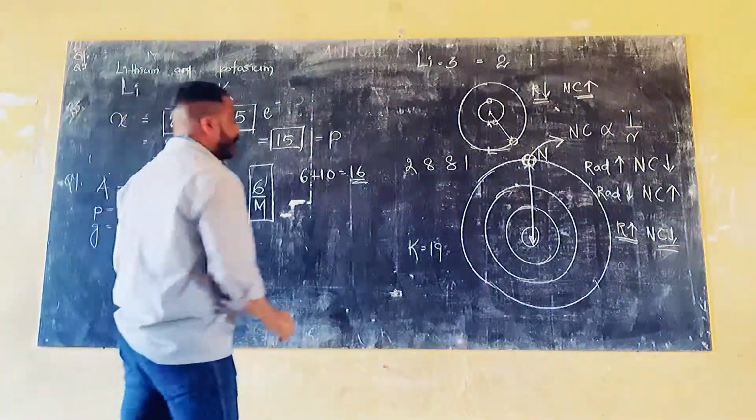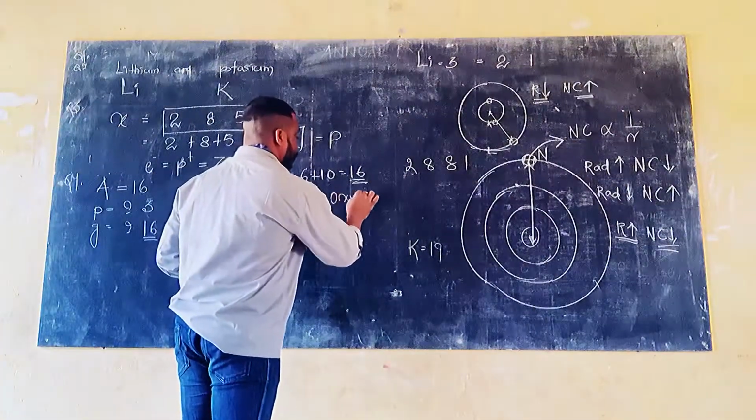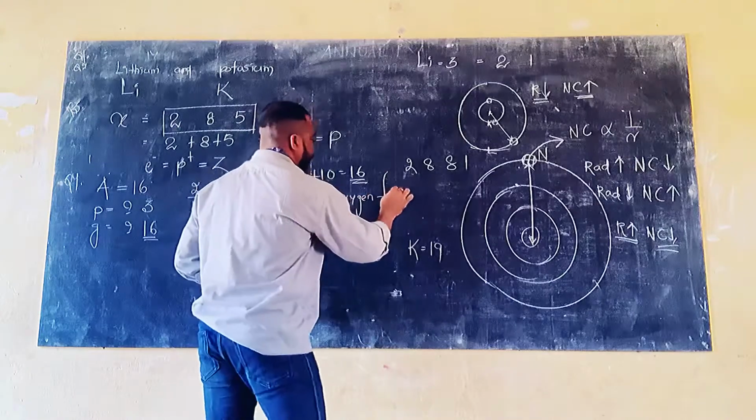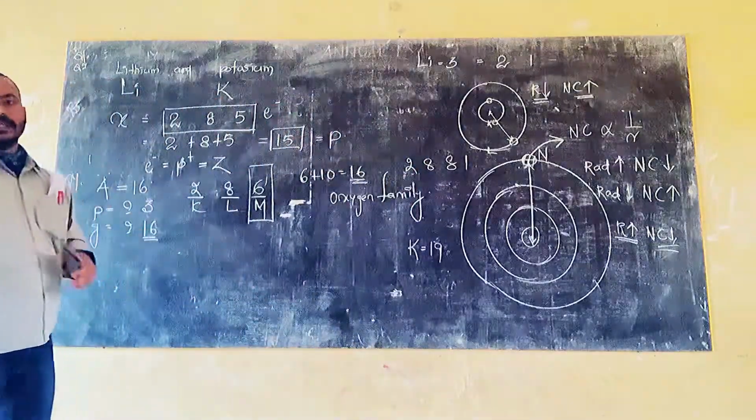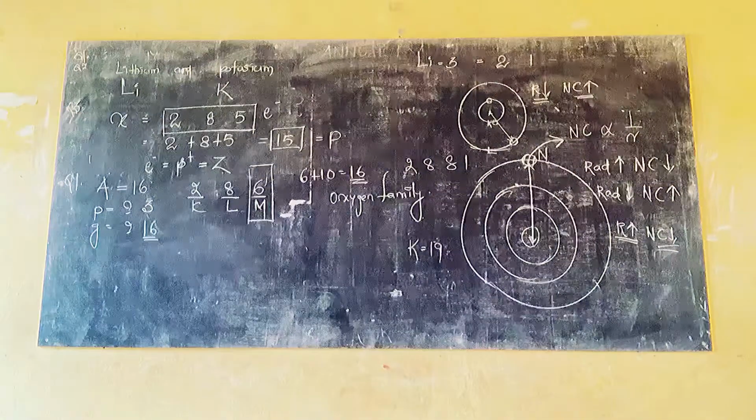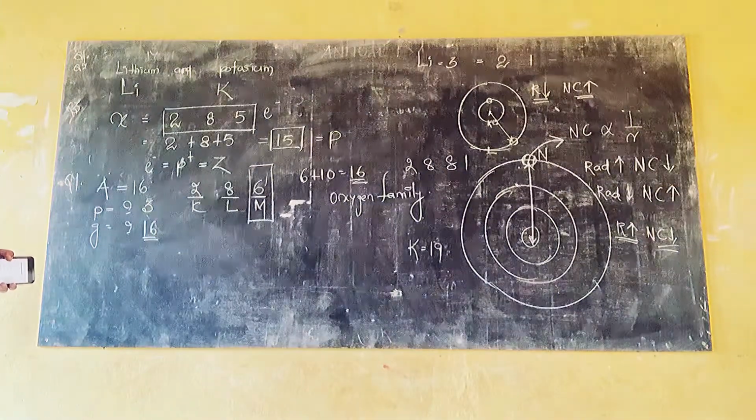So group 16 is known as the oxygen family. Done. Group 16 is known as the oxygen family.